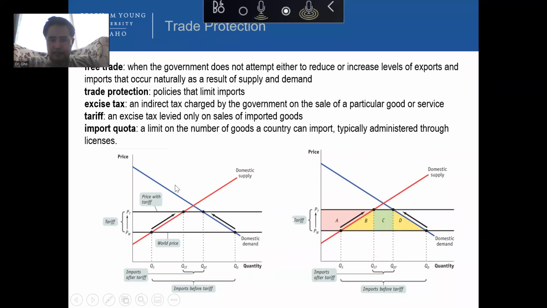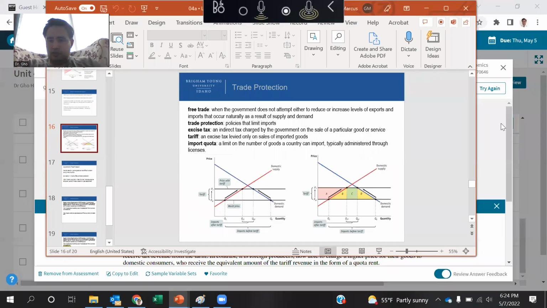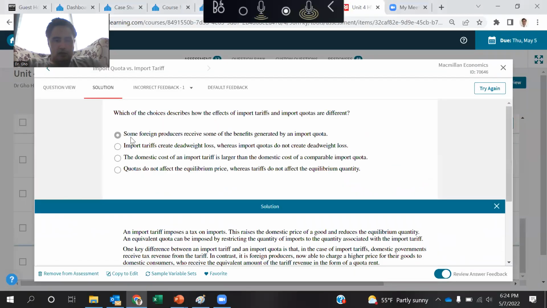Here we go. This graph looks exactly the same for both quota and tariff. The difference is the quota, whoever holds the quota can collect the quota rent. That's area C. Most of the time, it's the foreign entities that are exporting from their country but importing into the domestic country that collect on what that rent is. That's where the big difference is between the two. Okay, look at the next one.